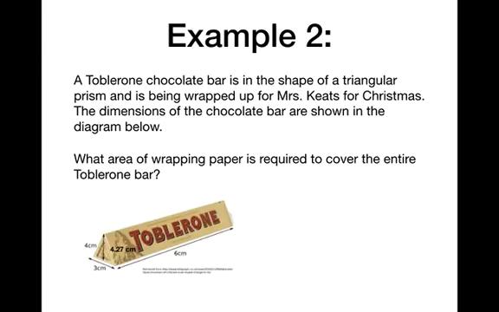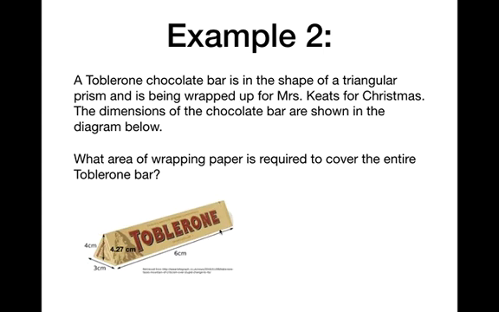All right, so moving on to example 2, we'll do an example with a triangular prism next. In this one, we're going to talk about a Toblerone chocolate bar. It's in the shape of a triangular prism, and it's being wrapped up for Christmas for Mrs. Keats. So this is a fact, I get one of these for Christmas every year. And here are the dimensions of the chocolate bar in the diagram shown.